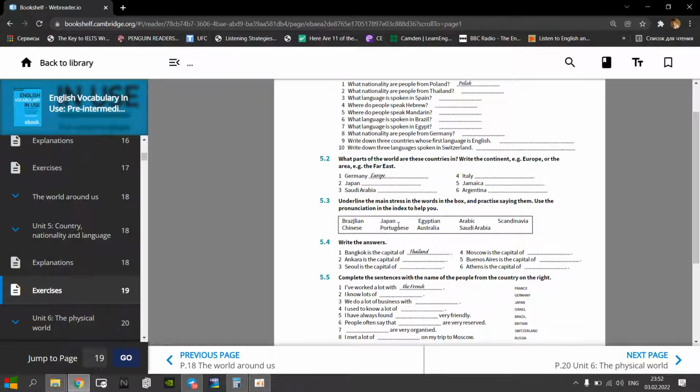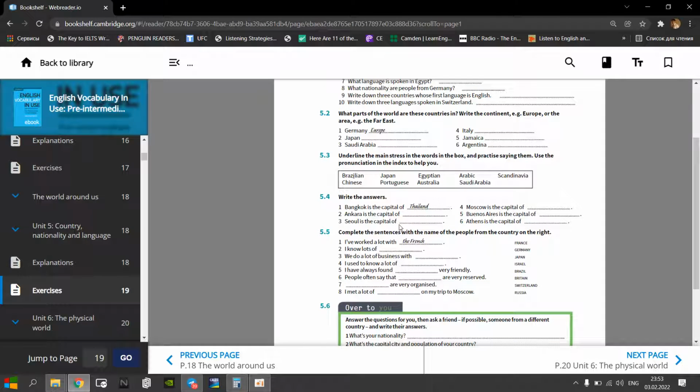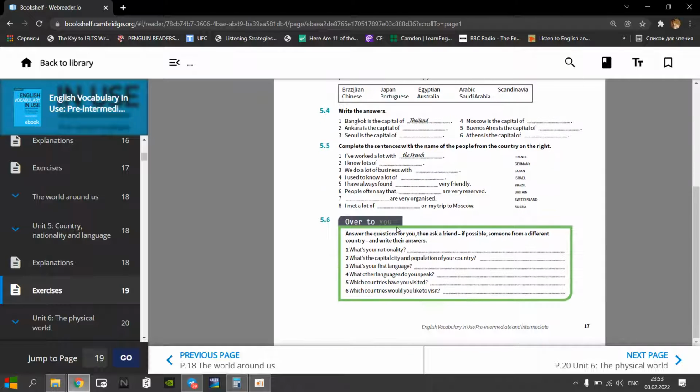For example, Egyptian, right? Arabic. And write the answers, the capital of, for example, right? If you don't know, you can Google it, of course, but try to answer without Googling. And here we have 5.5, complete the sentences with the name of people from the country on the right. I have worked a lot with the French, right? French people, because you need to write in people, France, French, it would be, right? Here, the last one is over to you.